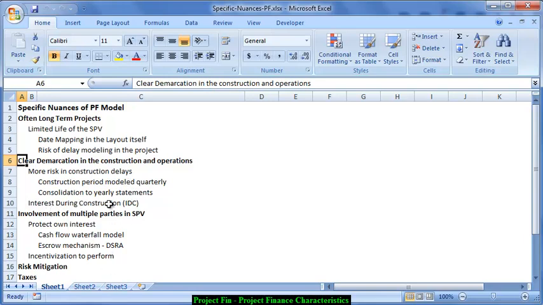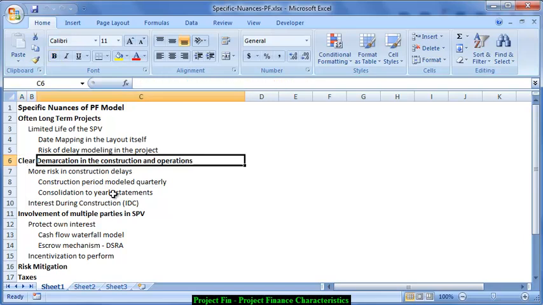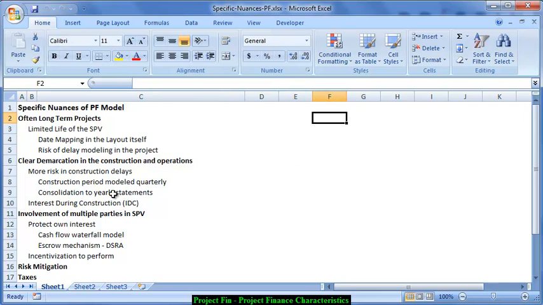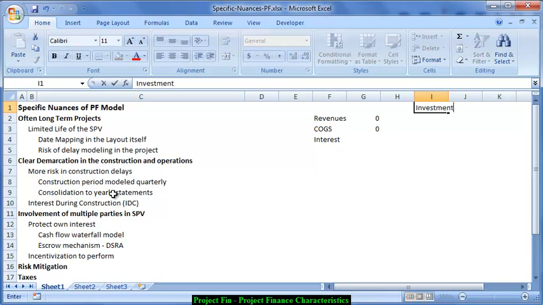Again, during the construction period, you cannot really pay the interest. For example, during the construction period, my revenues would obviously be zero, and my cost of goods sold would obviously be approximately equal to zero. I could have an interest part. Since I am making an investment in year zero itself, let's say I make an investment of $1,000 million, right?